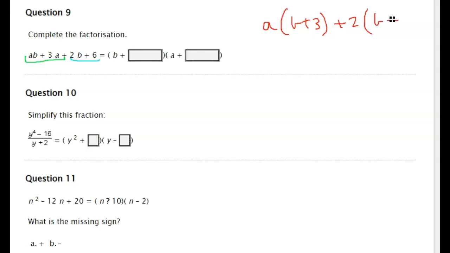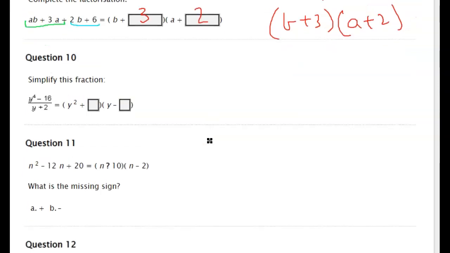So remember, when you're factorizing by grouping, the whole purpose of it is to get brackets the same. Okay, so you can see you've got b plus 3. So that is one factor. A factor that is common to both a(b + 3) and 2(b + 3) is b plus 3. And then what are you left with? You're left with a plus 2. So in your space here, you should have (b + 3)(a + 2).